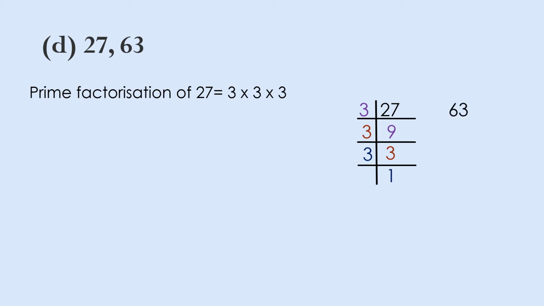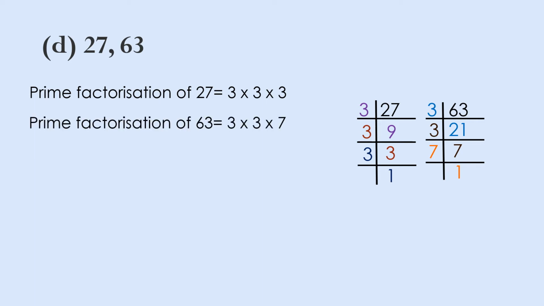Now let us write 63. We start from 3 because it is not an even number. 3 twos are 6, so we should write 2 first. Then 2 ones are 2, 1. Again 3. 7 threes are 21. 7 ones are 7. So 3 into 3 into 7 is the prime factorization of 63.